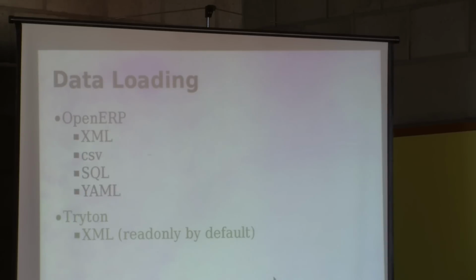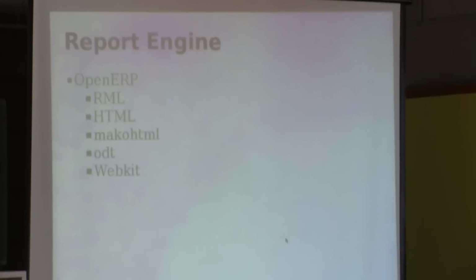It would be a big source of issues if you could change the static data of the server, because on the next update it will be removed, and you would have a strange behavior of the system. And we use only XML because of keys. So why use something else? We have one format that works. It's good. Report engine: OpenERP has RML, HTML, Mako to HTML, ODT, WebKit, and many others.